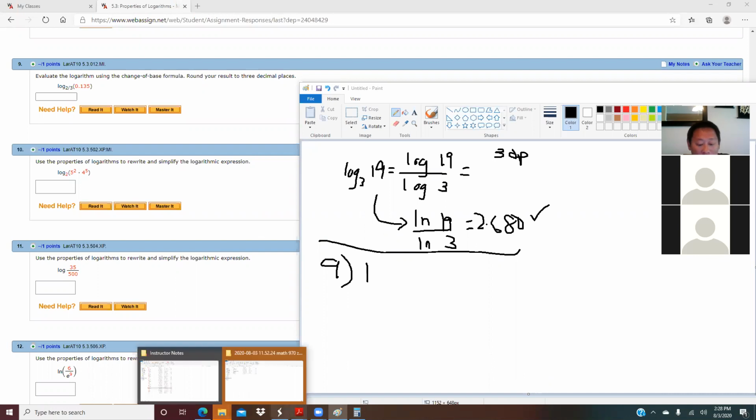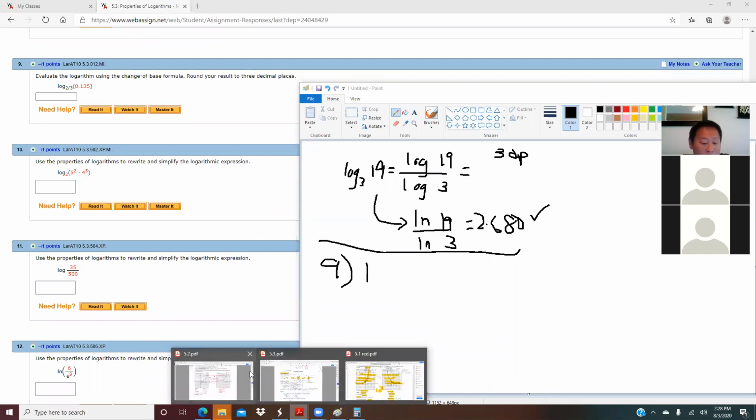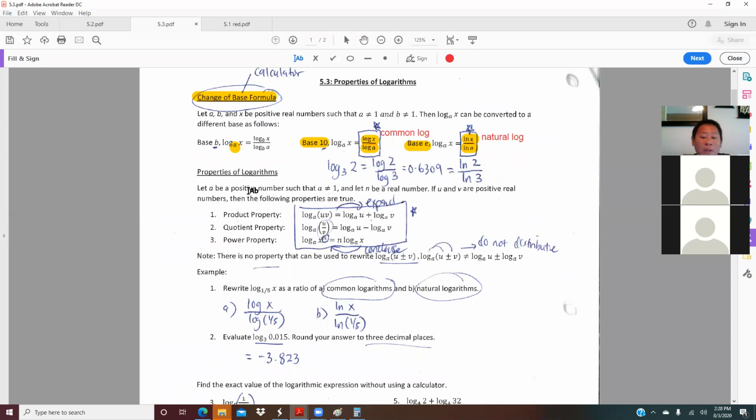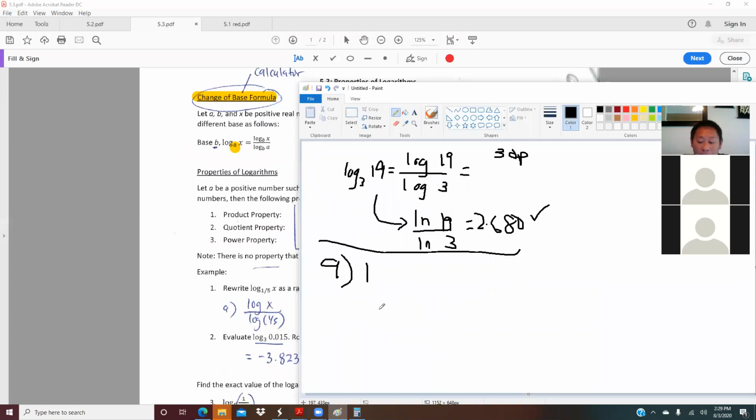Okay. Next, we're going to talk a little bit more. Yep, Harry, you got it right. We're going to talk about the properties of log. These properties of log are like exponents. If you remember last time when you did exponents, the entire chapter 5, not just 5.3, you need to use a calculator.